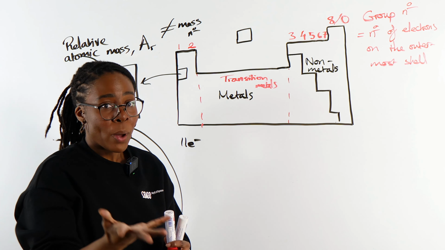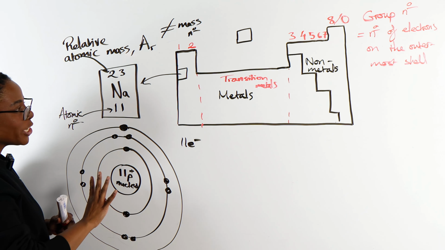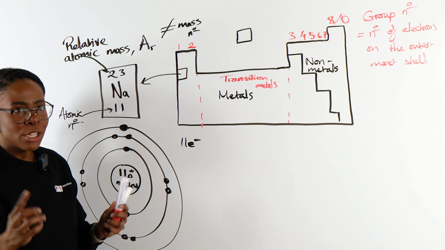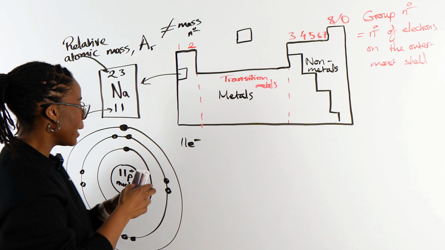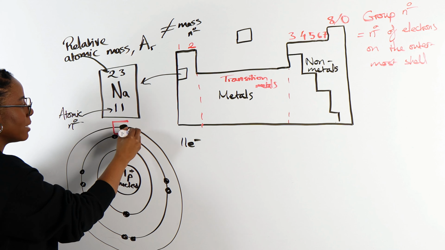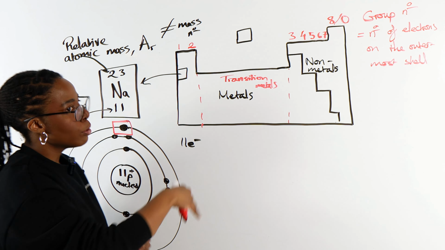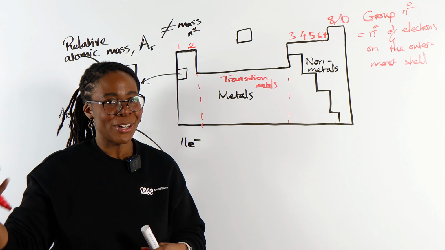What does that mean? Well, if we come all the way back to our lovely diagram of our sodium atom, sodium is in group number 1. So how many electrons do we expect to have on its outermost shell? Well, just 1 electron. And that indeed is the case, just 1 electron on the outermost shell. If we went over to group 2, 2 electrons on the outer shell, group 3, 3 electrons on the outer shell, and so on and so forth.